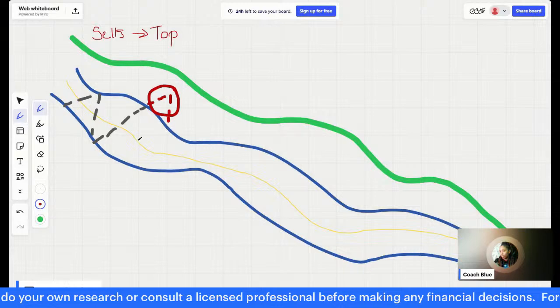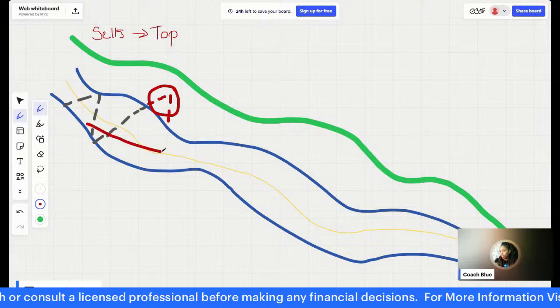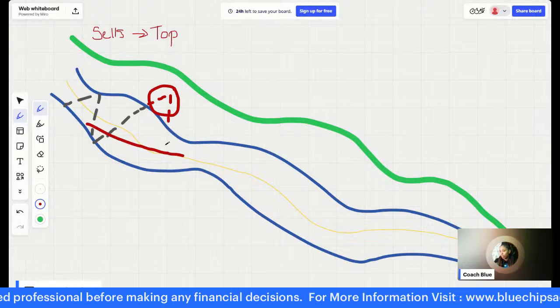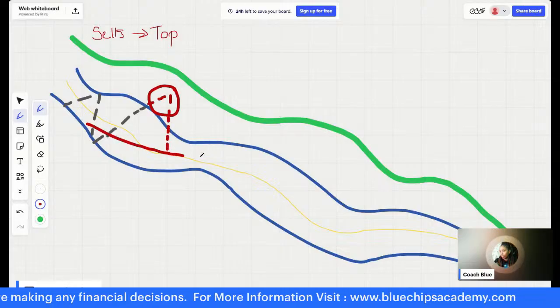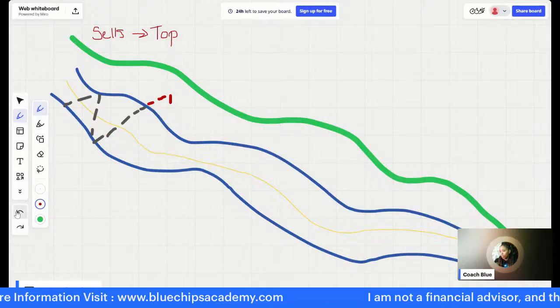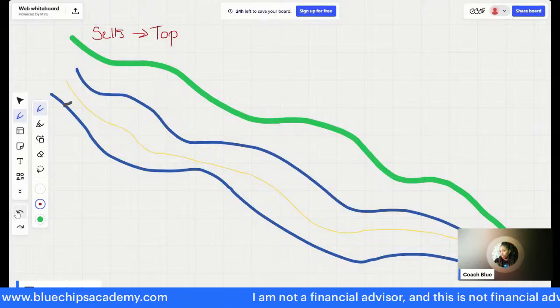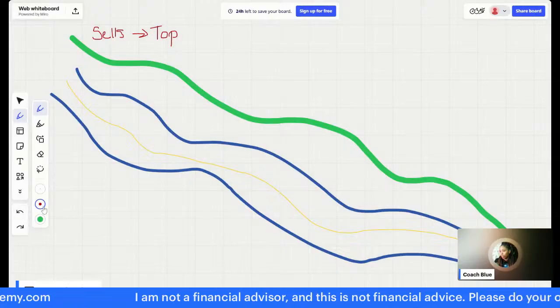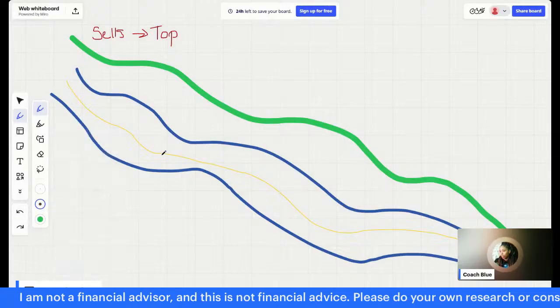You take it down to the next swing, which is about right here. There's your take profit. Very short move. Okay, you don't need a lot. All right. So that's one entry, right? Now let's see how we can get another entry. Remember, for sales, it's only at the top of the Keltner.